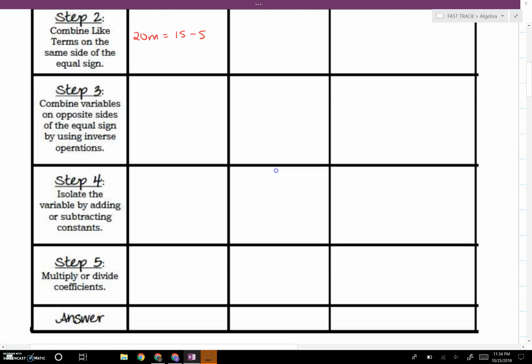And then it says combine variables on opposite sides. So 20m is equal to 10. And then isolate the variables by adding or subtracting constants. We don't have any of those here. And then last is multiply or divide by the coefficient. So m is equal to 10 divided by 20. So my final answer is m is equal to a half.